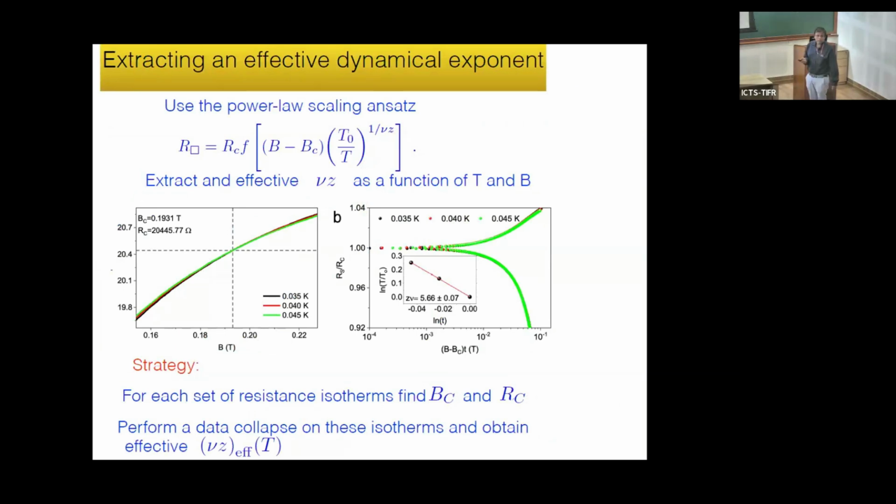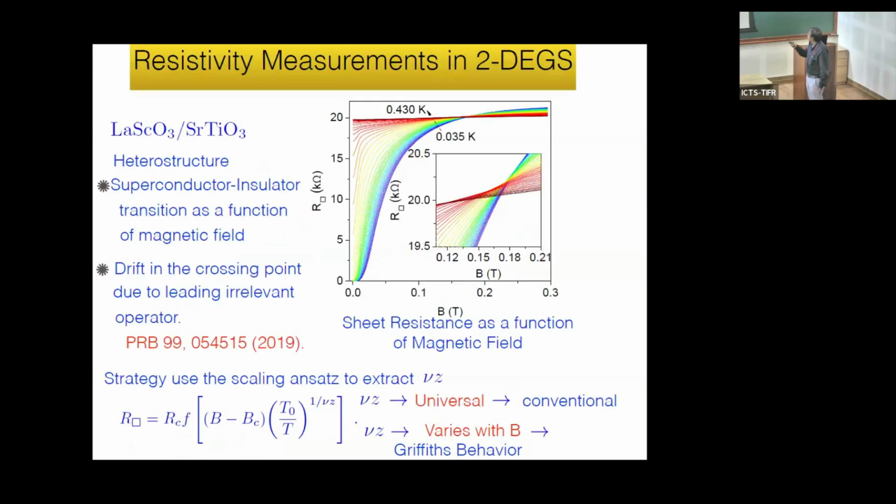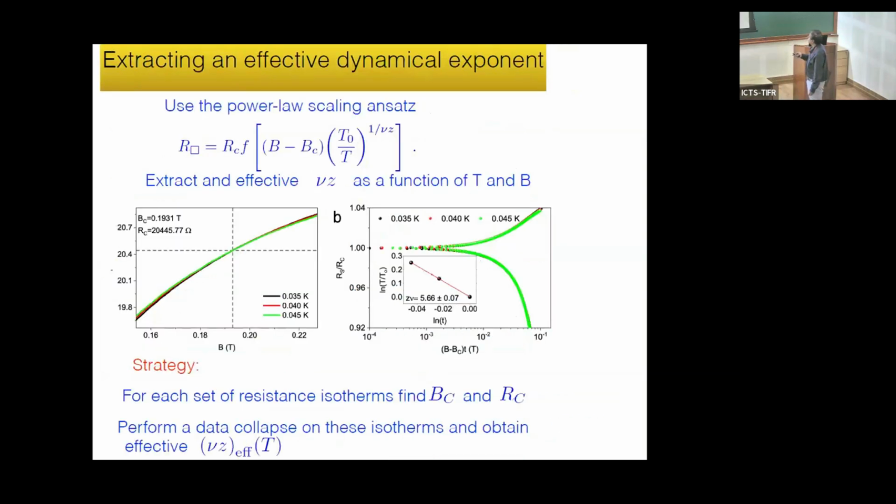This is what a student did. What she did is she took, from this set of magnetoresistance isotherms, three of these isotherms and looked at their crossing. This crossing gives us the RC and the BC, and then she does a data collapse. This data collapse effectively gives you the effective exponent nu z.